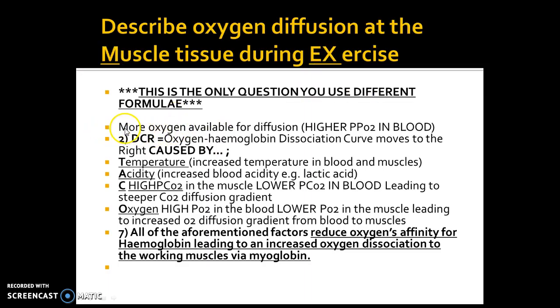So basically, these are the key focus. There's more oxygen available for diffusion, so there's a higher PPO2 in the blood. This causes the oxyhemoglobin dissociation curve to move to the right. This is caused by some things that change.